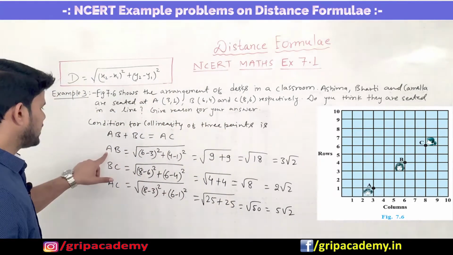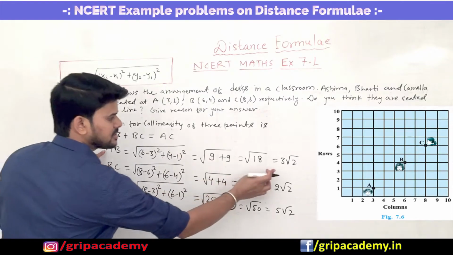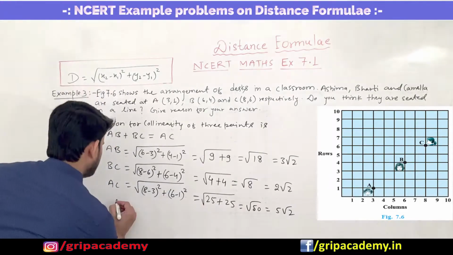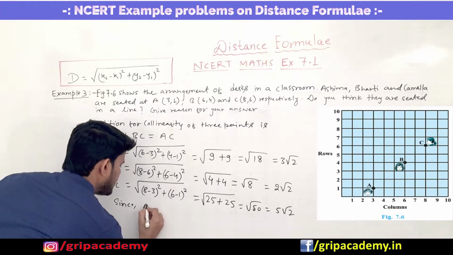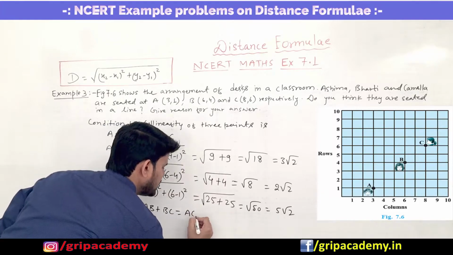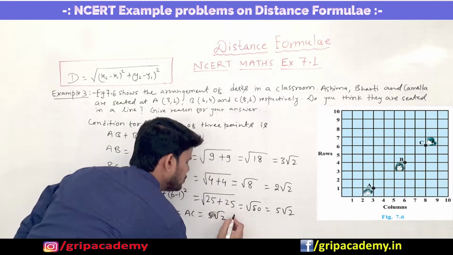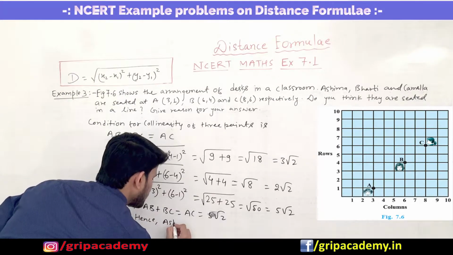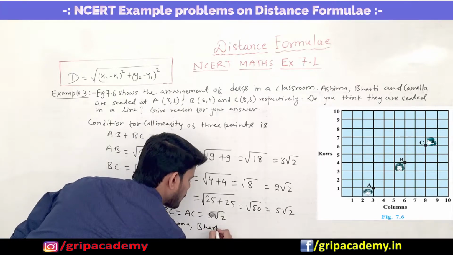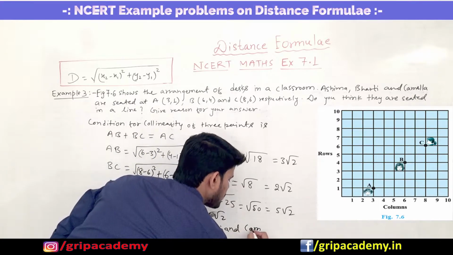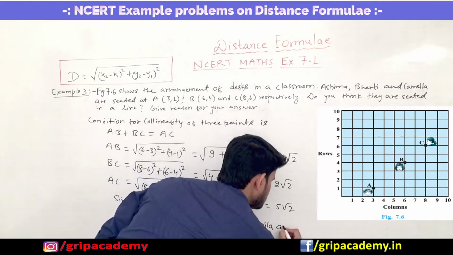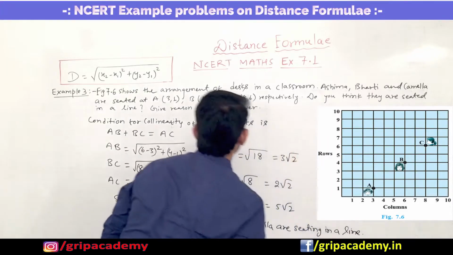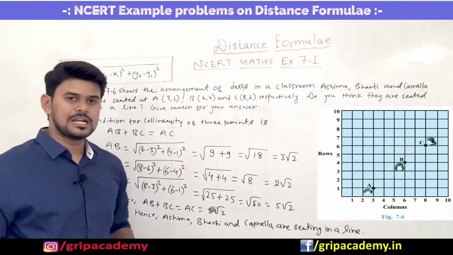Okay, now see here, AB plus BC is how much? 3 root 2 plus 2 root 2 is 5 root 2, that is nothing but AC. So since AB plus BC is equal to AC, which is 5 root 2, hence we can tell that Ashima, Bharti and Camilla are sitting in a line. Okay, so let's go to example number 4.